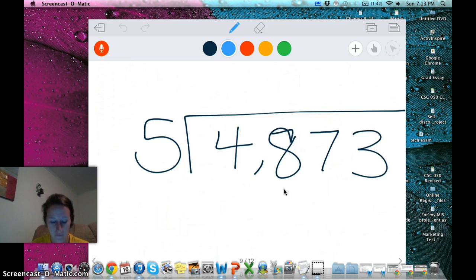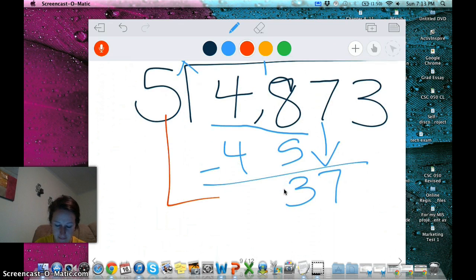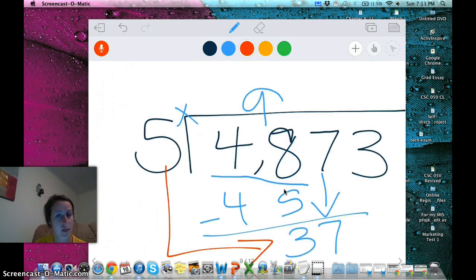Alright, so first we say 5 times what will give me 4? Nothing, so I got a 48. I know that that would be a 9, so I have 45. I subtract, and that's a 3. Bring down my 7. Now I'm dividing down here. So 5 times what will give me 37 or something close to it, but not over it?